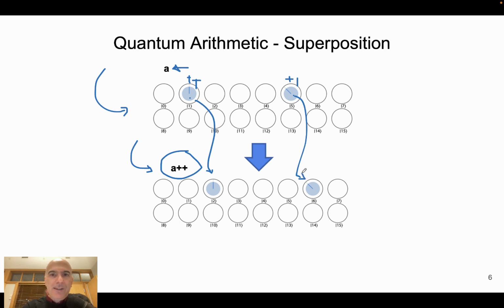So this is the last slide of this lecture, and in the next lecture we're going to look in more detail at how to implement this increment, but also decrement and other operations using a quantum circuit. Talk to you soon.